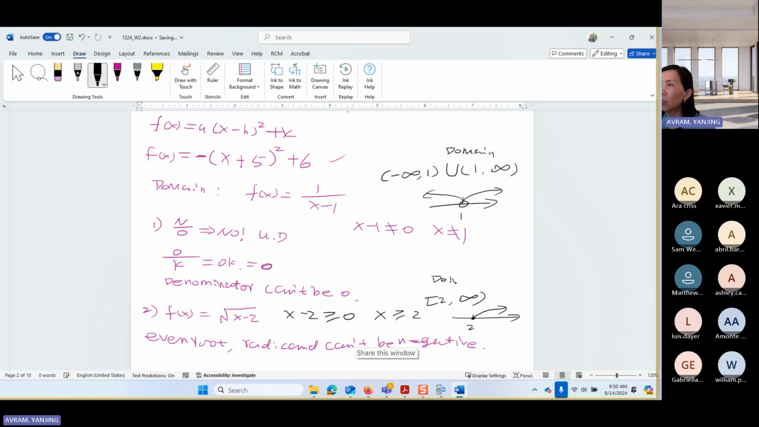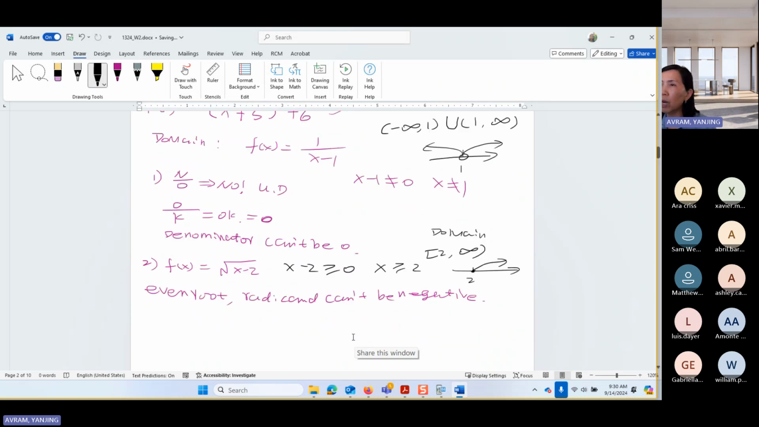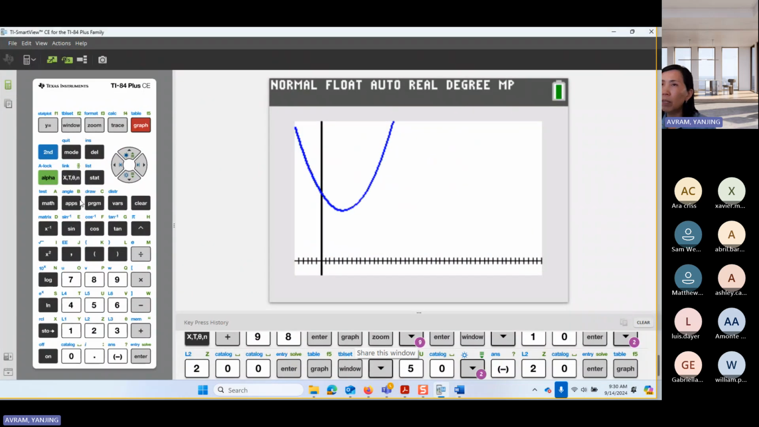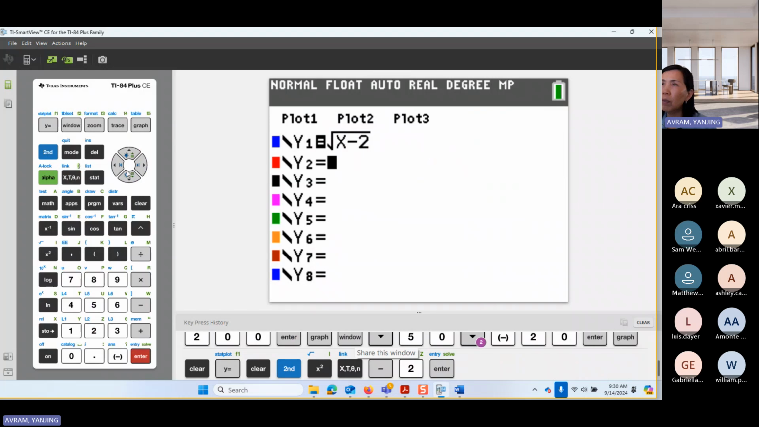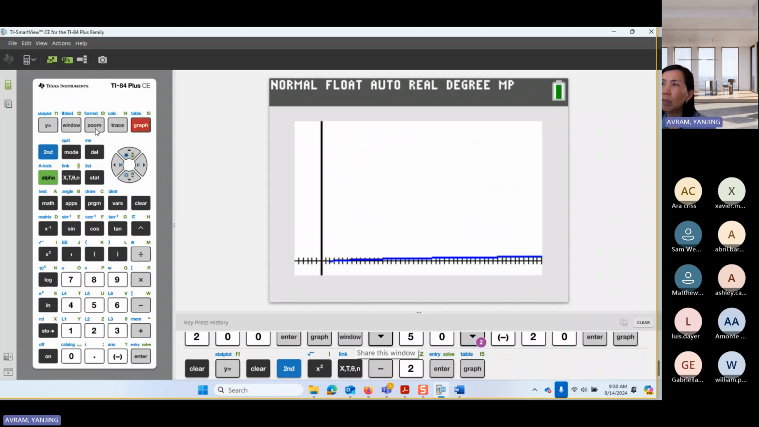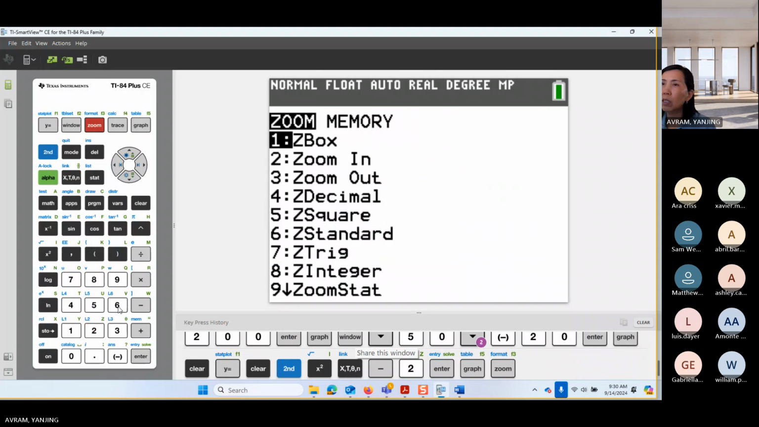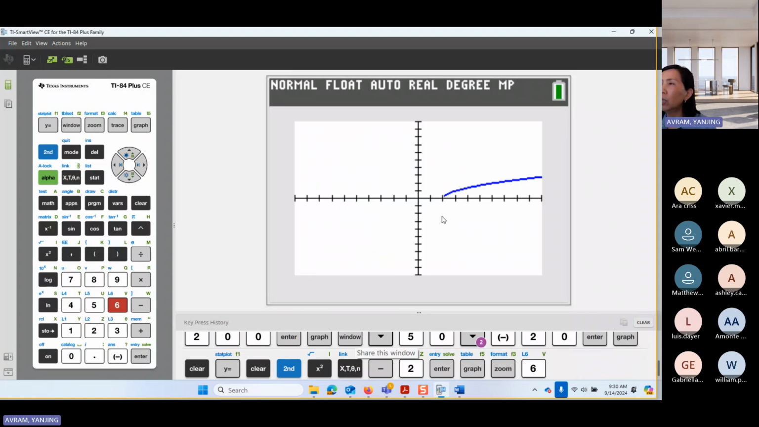And this is the domain for this one here. If you graph it, you can actually see the domain from the graph. Domain is in real numbers, and if I graph y equals the square root of x minus 2, let me zoom standard. Look at this. My x here is starting from 2. X cannot be 0 or negative here. This graph is starting from here.